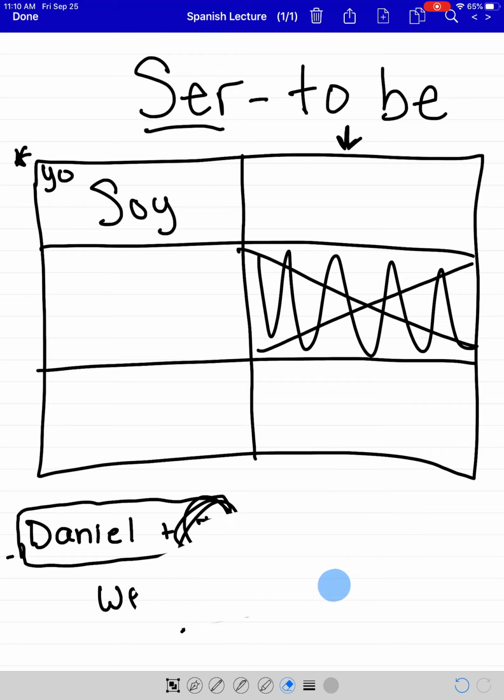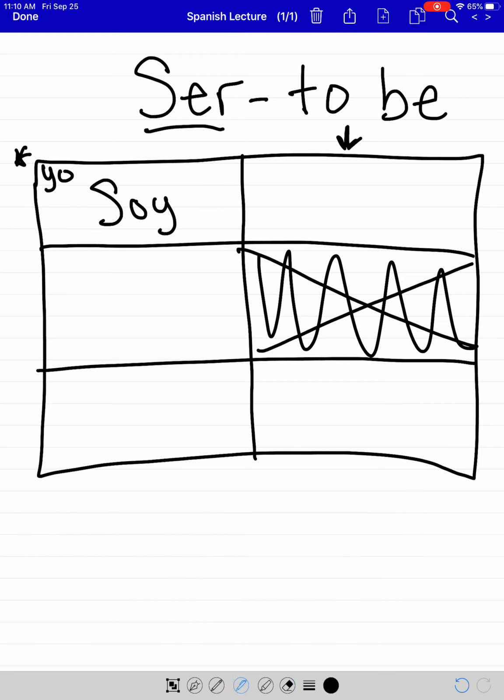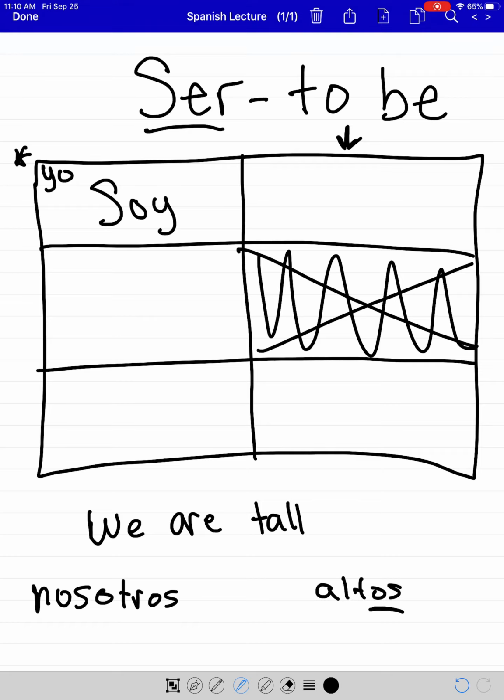Let me erase this stuff right here. So I'm going to say, we are tall. We know that this word is nosotros. We know tall is altos because there's multiple people. We're looking for this word right here. So to change ser for nosotros is going to be somos. Nosotros somos. Or Daniel y yo somos. Any group that yo is in. If it's just yo and he's standing all alone, it's going to be soy. But if he's part of a group, it's got to be somos.